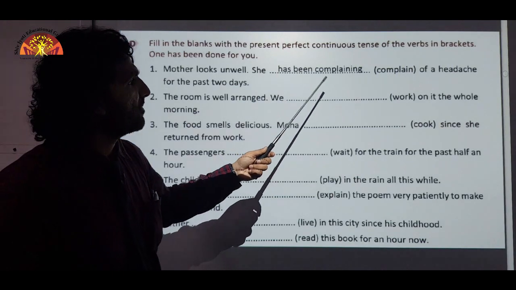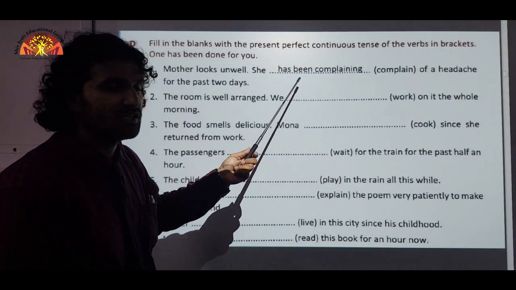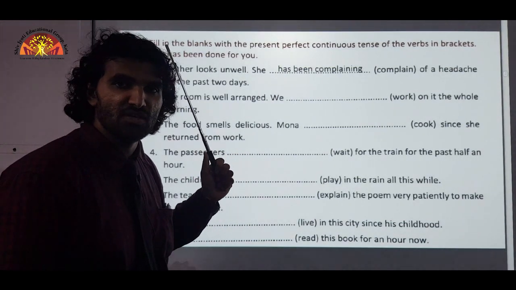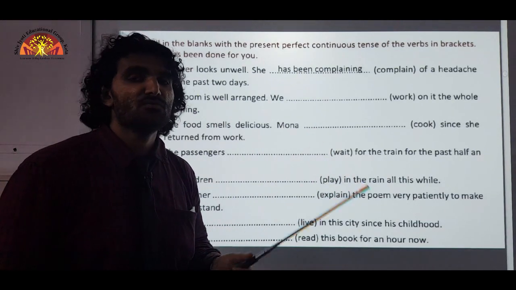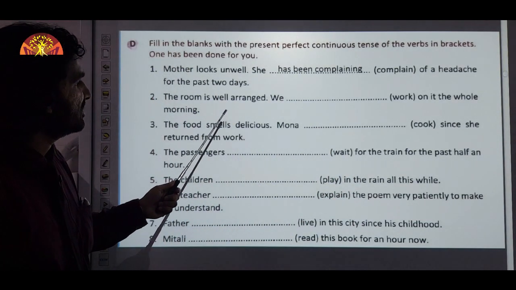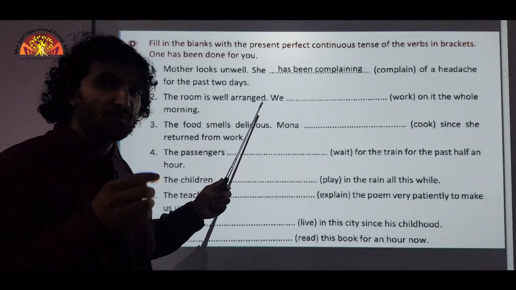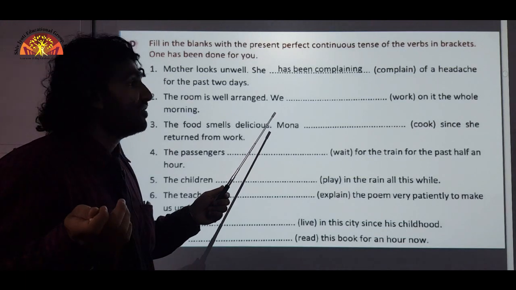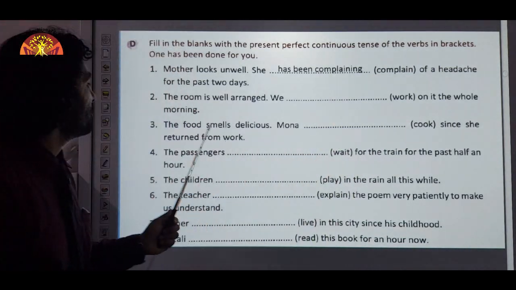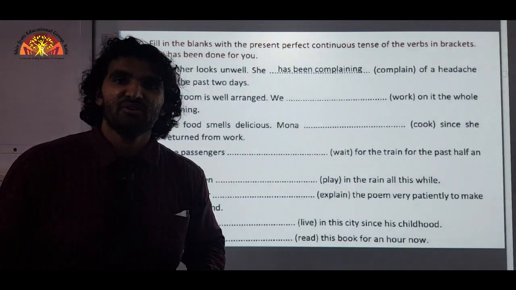She has been complaining. For he and she you will always write has been. For I, you, we and they you will always write have been. For singular, has been. For plural, have been. For we and they, we use have. We have been working on it the whole morning. I believe the rest of them you can do on your own. All the best.